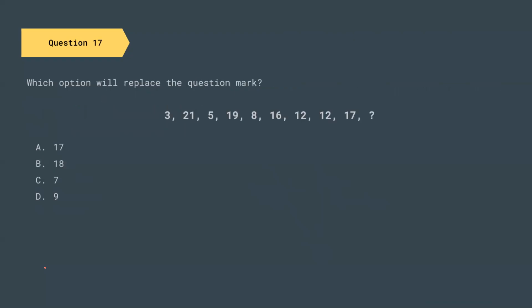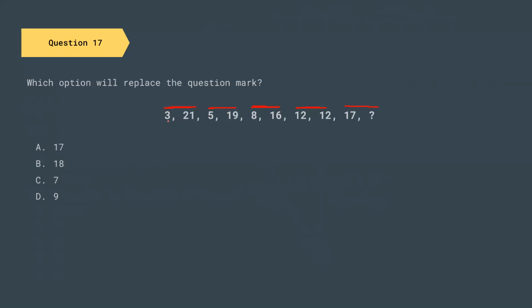Which option will replace the question mark? Okay, let's see here. If you look carefully, all the numbers are occurring in pairs. So we have 3 and 22, and then we have 5 and 19, then we have 8 and 16, then we have 12 and 12, and the same thing will go for 17 and this unknown number.